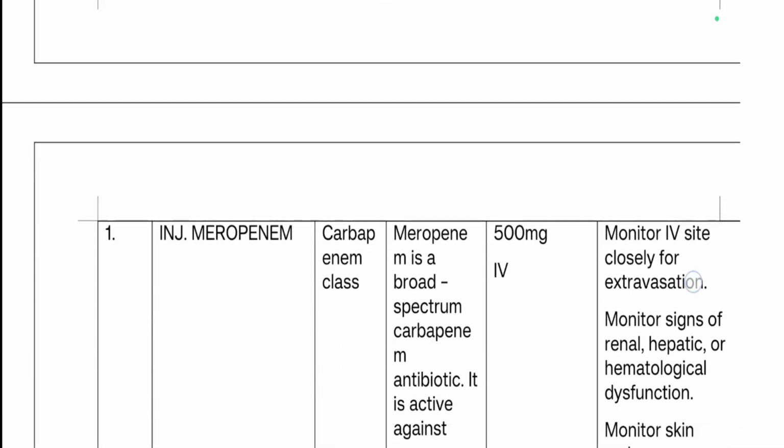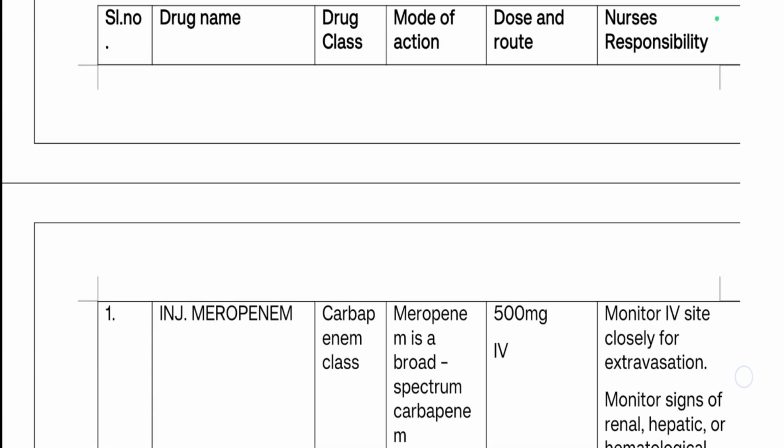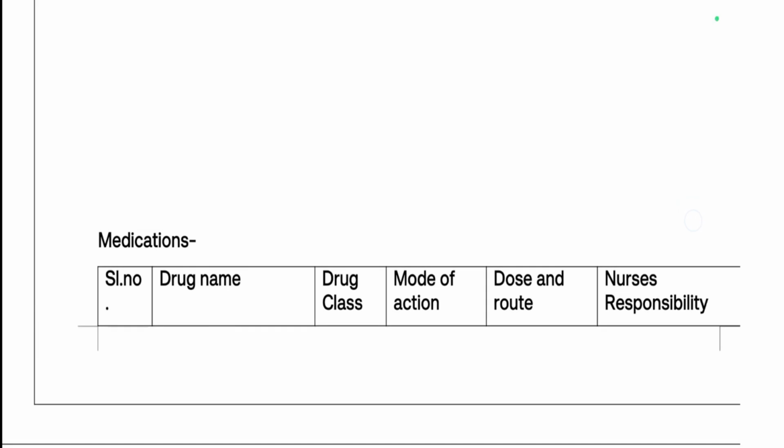Then you have to write the medication. In case of a nursing care plan, it is not necessary or compulsory to write the explanation of the medicine. You can write only the name of the medicine, the dose, route and frequency which the patient is getting. Okay, so patient ki medicine pache chhara tumi only the name, dose, route, frequency likhte paro.